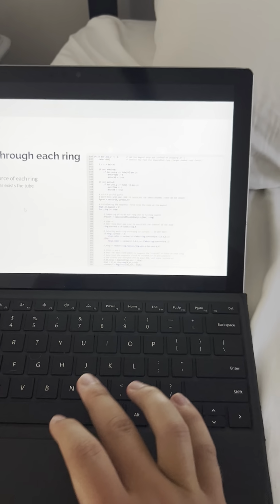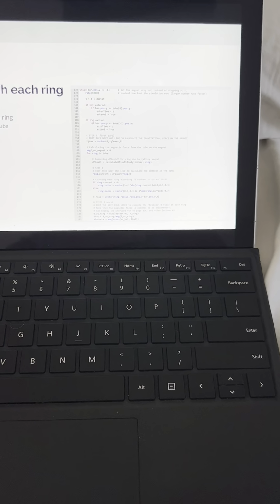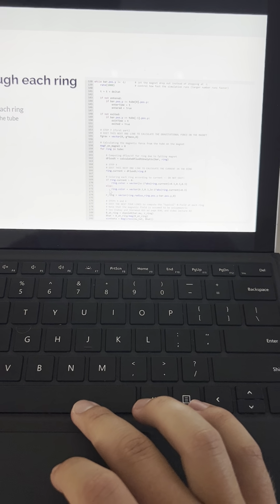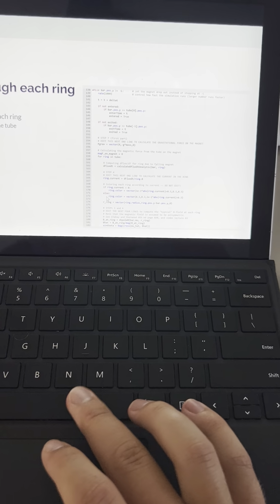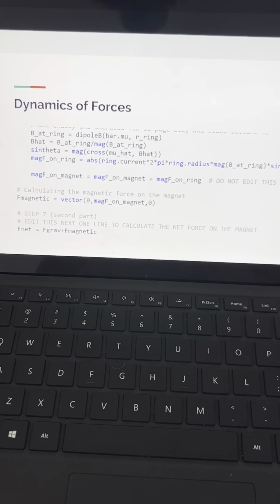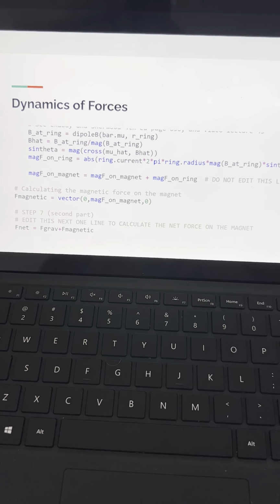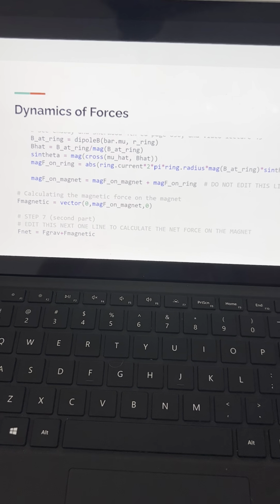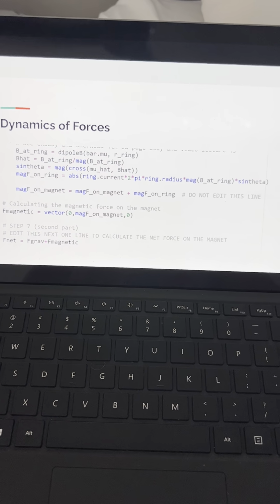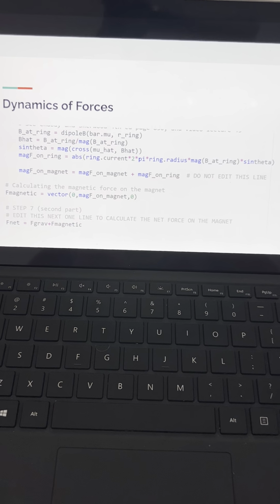We're going to have a while loop. So while basically the magnet is still within the big tube, we're going to keep iterating through each ring and calculating the force that it is exerting on the magnet. To do that, we are going to get the magnetic field at that ring from the magnet, and then we're going to calculate the force on the ring from the magnet, and we're going to add all of those forces on each ring together, and that's going to be our total force on the magnet by Newton's third law, and you can see the code for that right here.